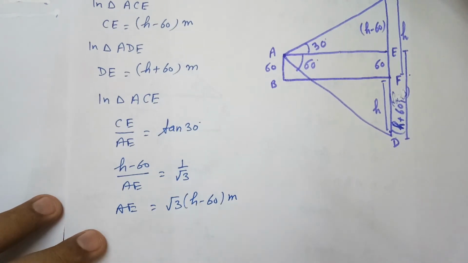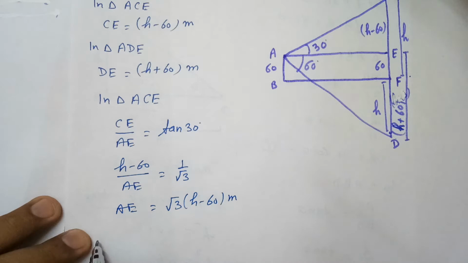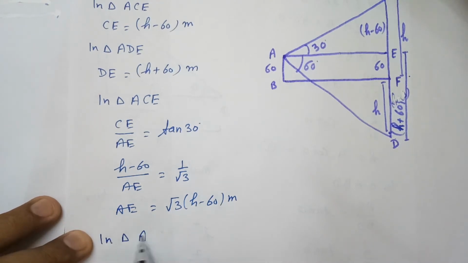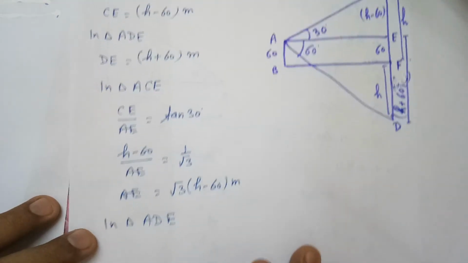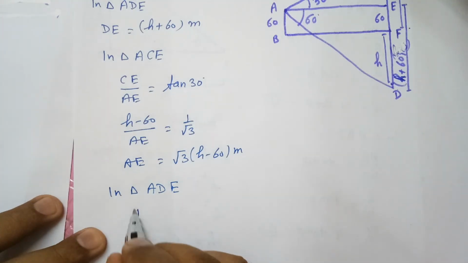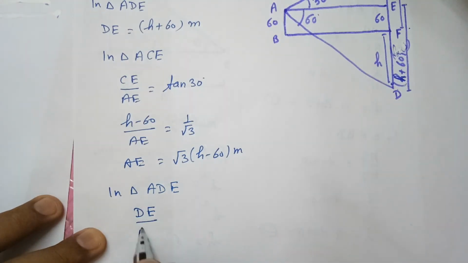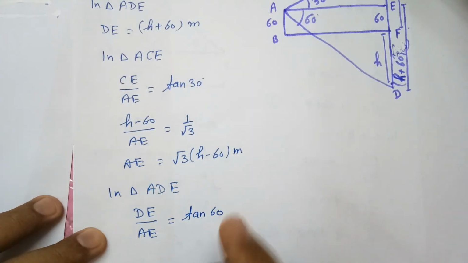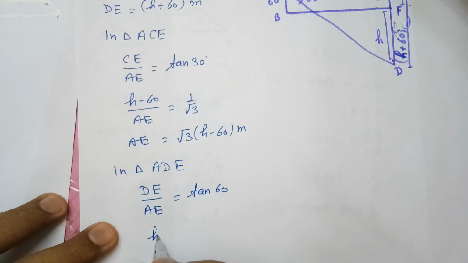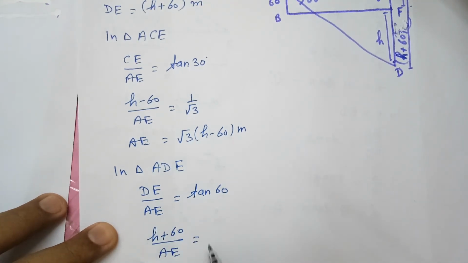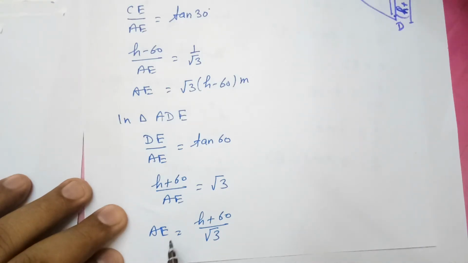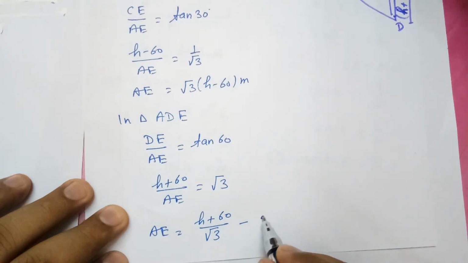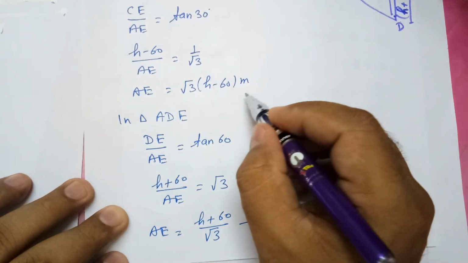Now in the second triangle ADE, perpendicular over base, DE over AE, equals tan 60. DE is h plus 60, over AE equals root 3. So from here AE equals h plus 60 over root 3.